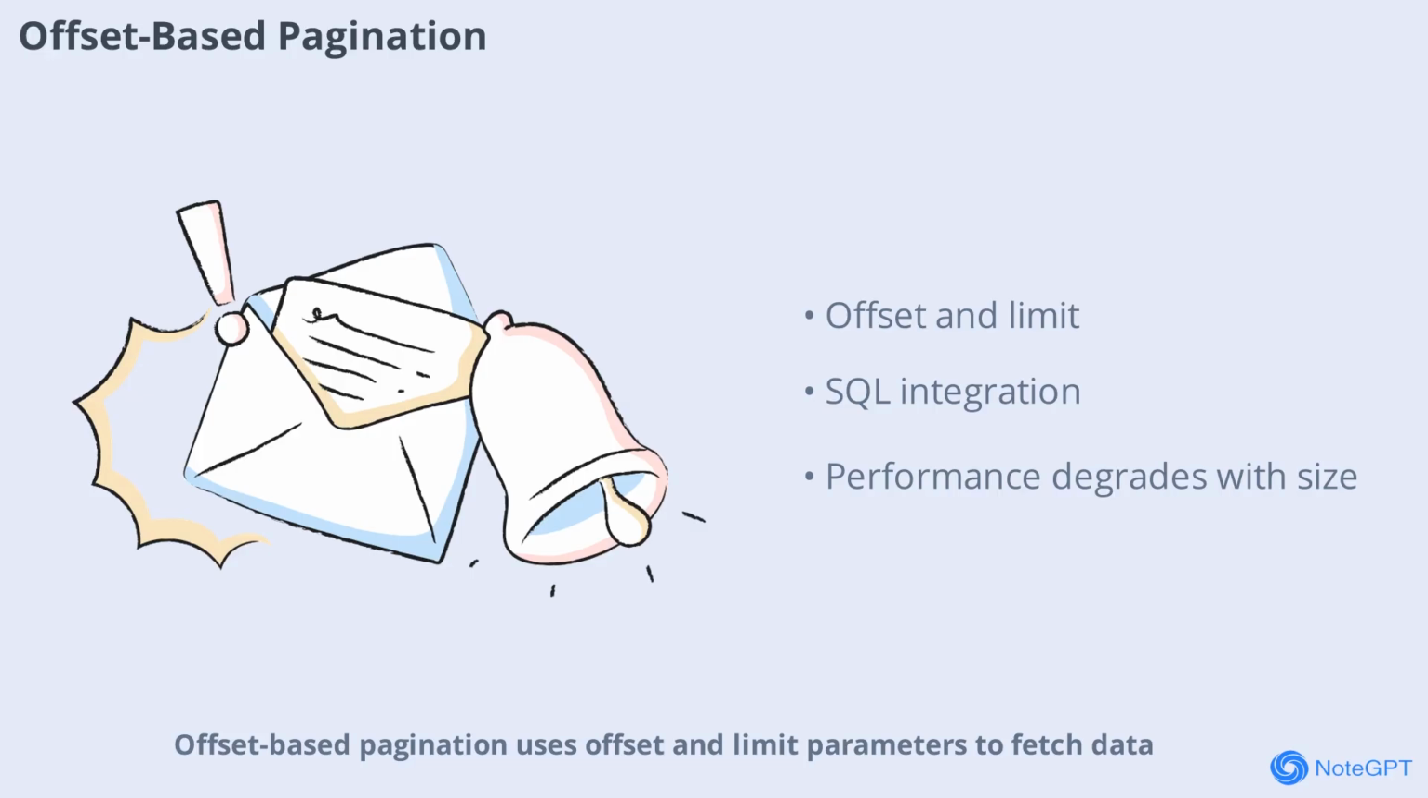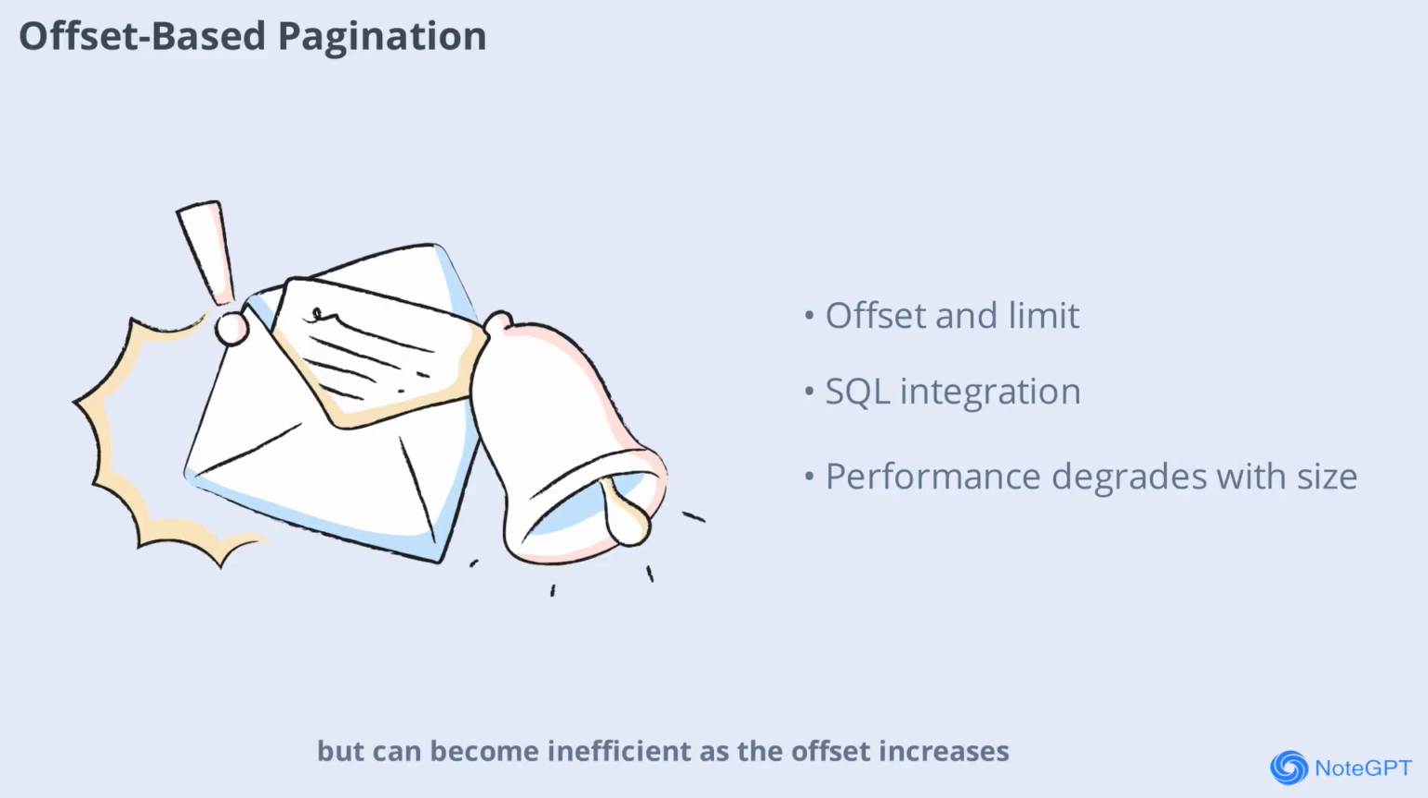Offset-based pagination uses offset and limit parameters to fetch data, similar to skipping chapters in a book. For example, offset equals 20 and limit equals 10 skips the first 20 records and returns the next 10. This method integrates well with SQL queries but can become inefficient as the offset increases.